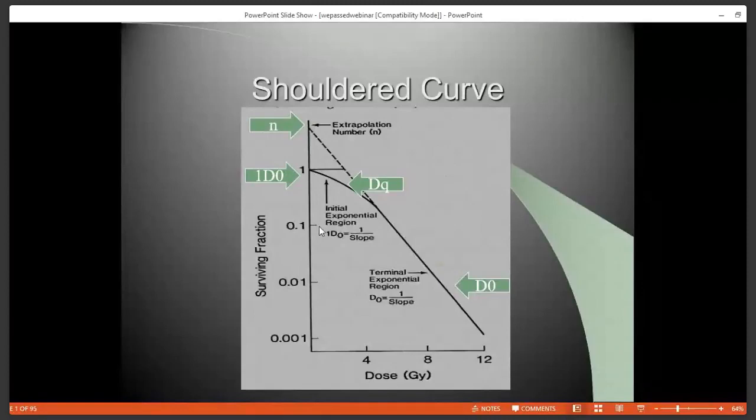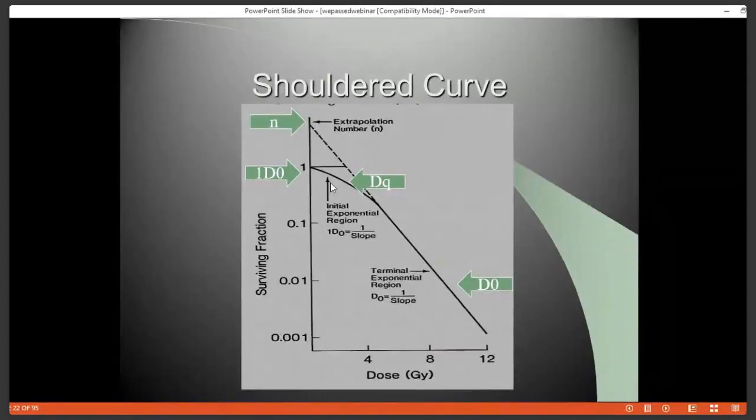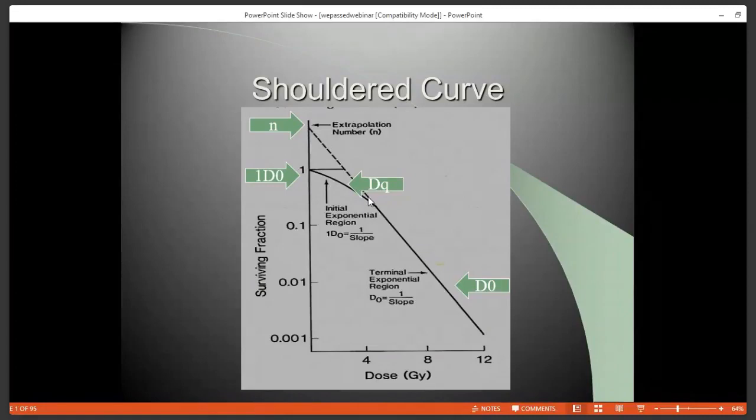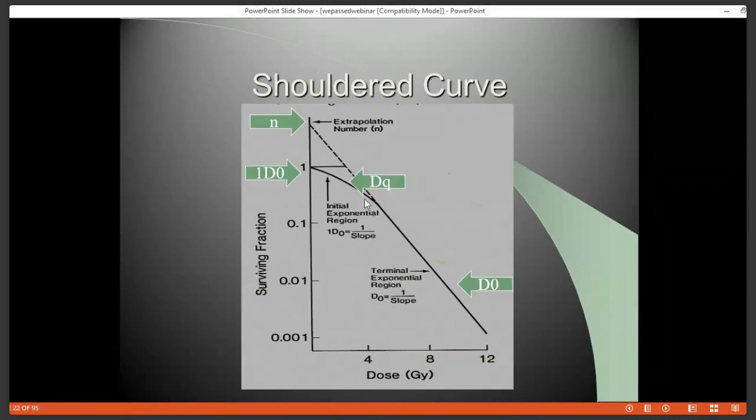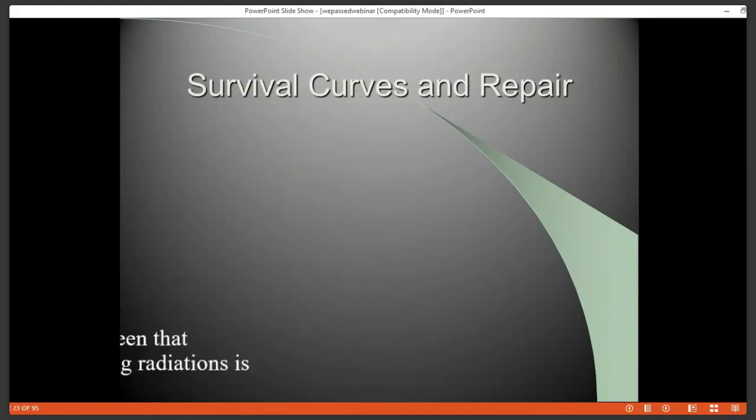And there they are shown on the graph itself. D1 right at the beginning, then we have our shouldered region, DQ, and then the terminal portion, D0. Then extrapolating, this dotted line goes back up to give us the target number. Cell survival curves are a nice visual way to compare different types of cell populations and their ability to repair X-radiation damage by simply looking at the steepness of the graph and the width of the shoulder itself. We can make some good comparisons there.